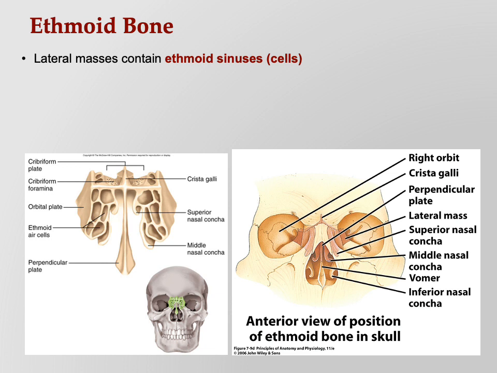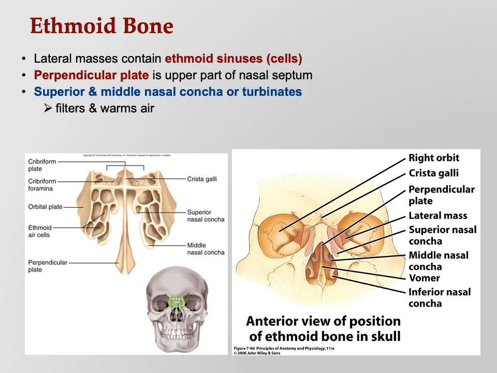So again, the ethmoid sinuses or ethmoid cells are the hollow spaces. You see good pictures of them on the illustration on the left. All those little spaces in there. The perpendicular plate is the upper half of the nasal septum. The superior and middle nasal conchae, or turbinates, is another name for them. They filter and warm the air.